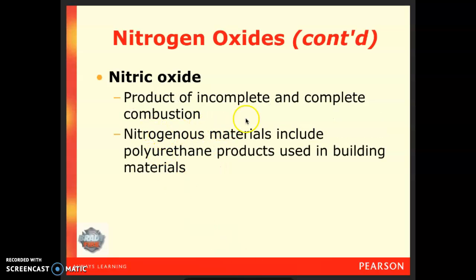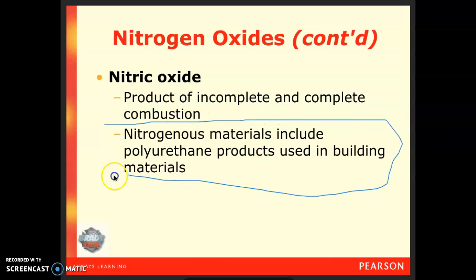As mentioned before, it is a product of complete and incomplete combustion, and one of the primary places where we can get it is if there are nitrogenous materials in the things that are burning. You can get them that way. A lot of polyurethane, plastic products, and foams are constant and potential sources of nitrogen that can lead to these kinds of byproducts. And so that closes the book for us on the nitrogen oxides.